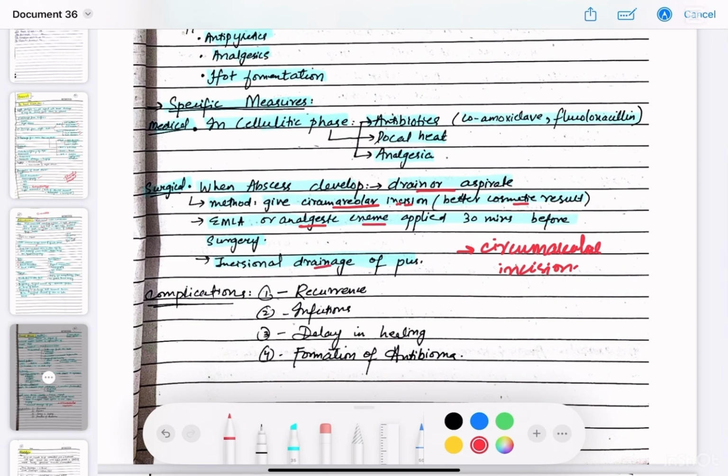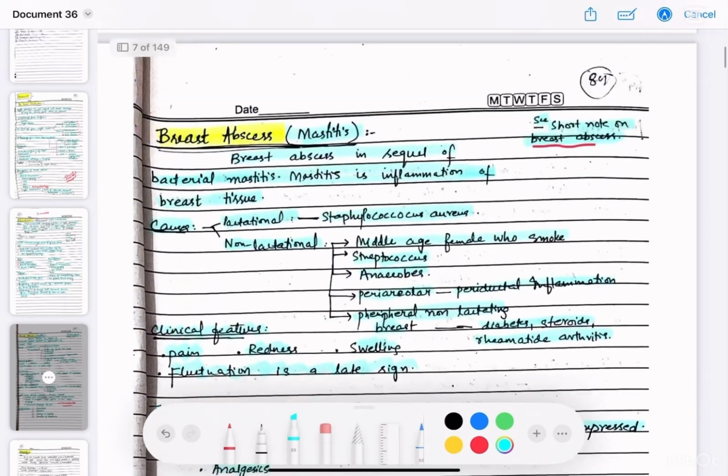Now the complications of breast abscess are recurrence and infections and delay in healing and formation of antibioma. These are the complications. So this is the breast abscess.